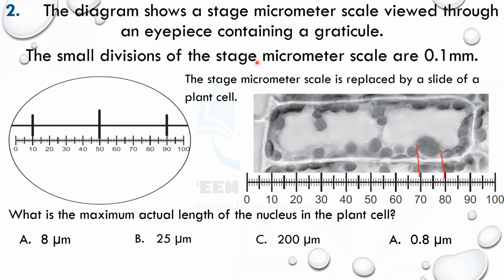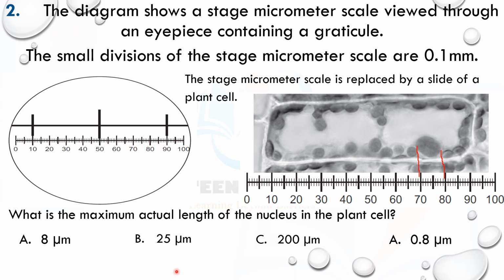They told us that 1 division of the stage micrometer, from here to here, is 1 division. These larger divisions are the stage micrometer. These ones are the eyepiece graticule. So from here to here is 0.1 millimeters, while from here to here is 40. 90 minus 50, that's 40. From here to here, 10, 20, 30, 40.